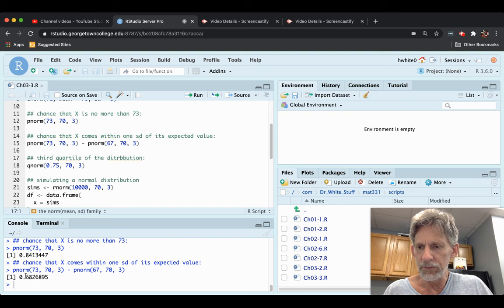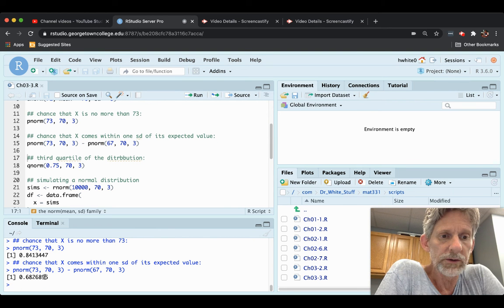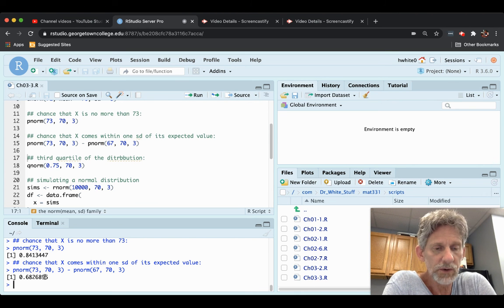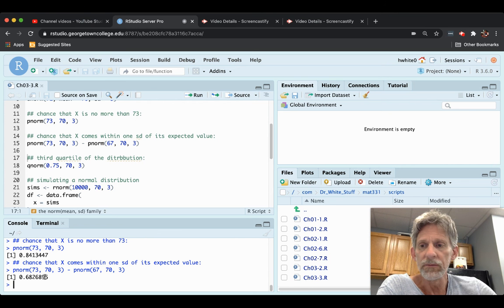Notice it's about 68%. Remember how we said that for a lot of random variables, it's a rough rule of thumb that there's about a 68% chance they're going to come within a standard deviation of their expected value. That's actually because a lot of random variables have distributions that are approximately bell-shaped, like the normal curve. And the 68% figure comes from the normal curve: 68% chance of coming within 1 standard deviation of your expected value if you're a normal random variable.